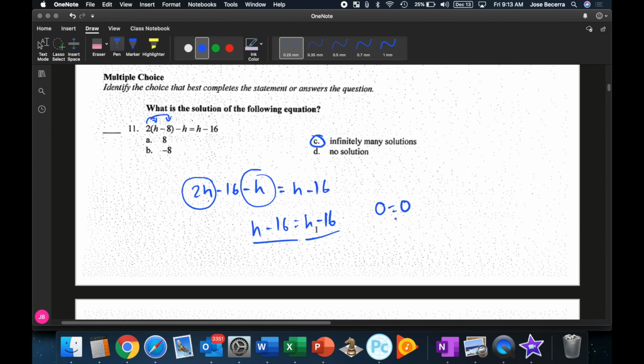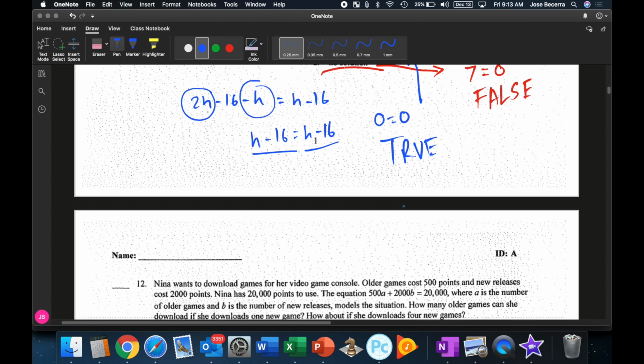No, that's infinitely many. No solution, let's talk about what no solution would look like. No solution would look like this. Something like 7 is equal to 0. Is that true? No, it says false. So when it's false, then it's no solution. When it's true, then it's what? Infinitely many. Does that make sense? Okay.